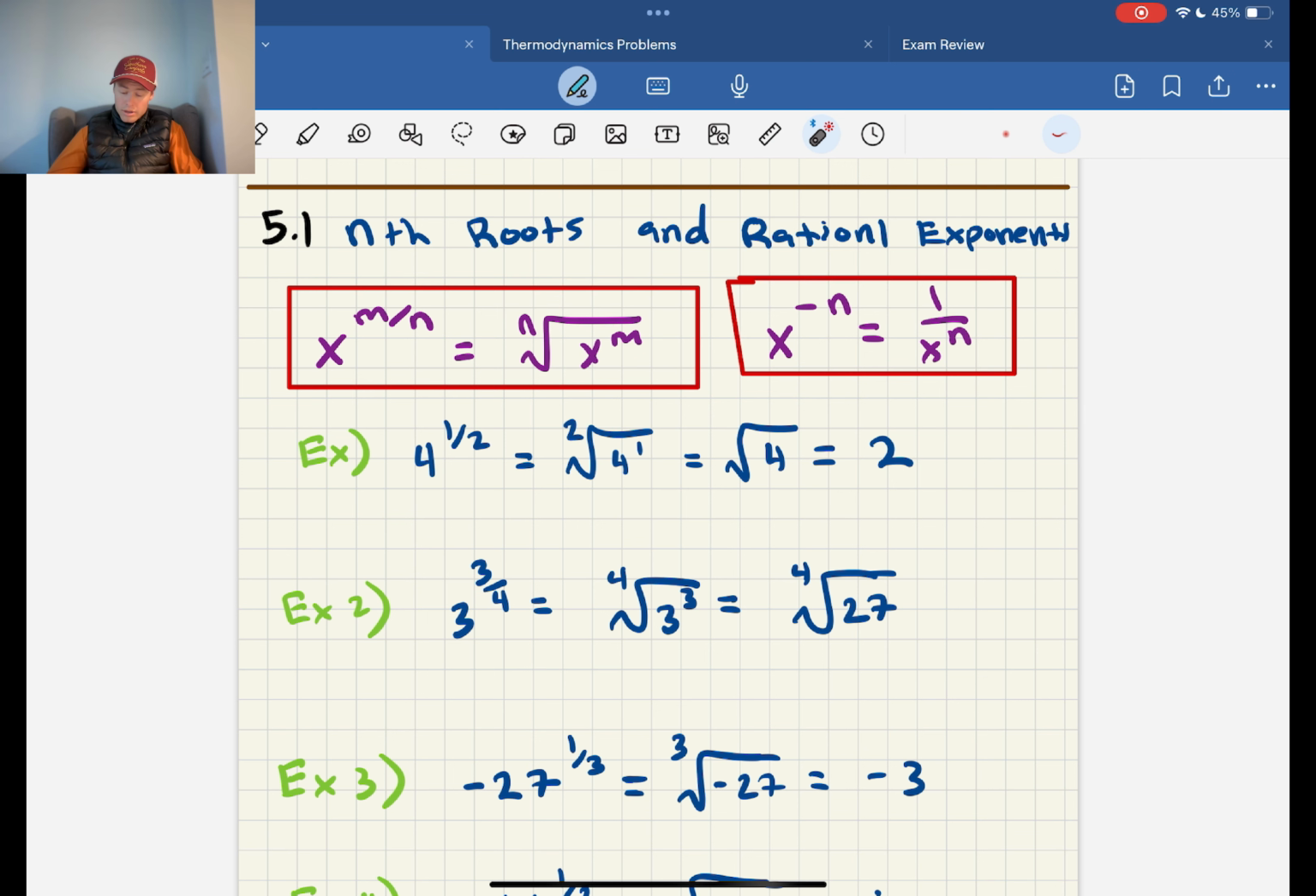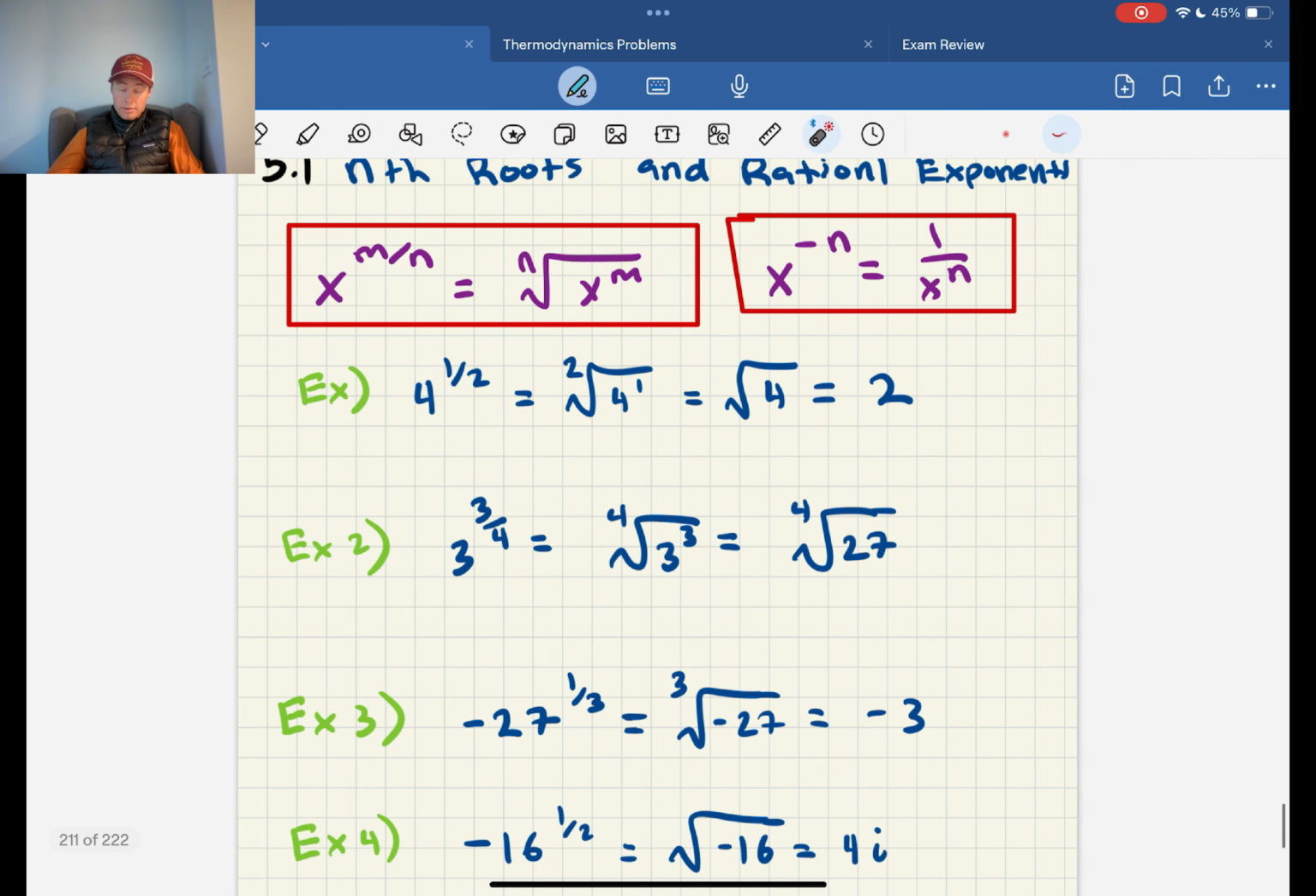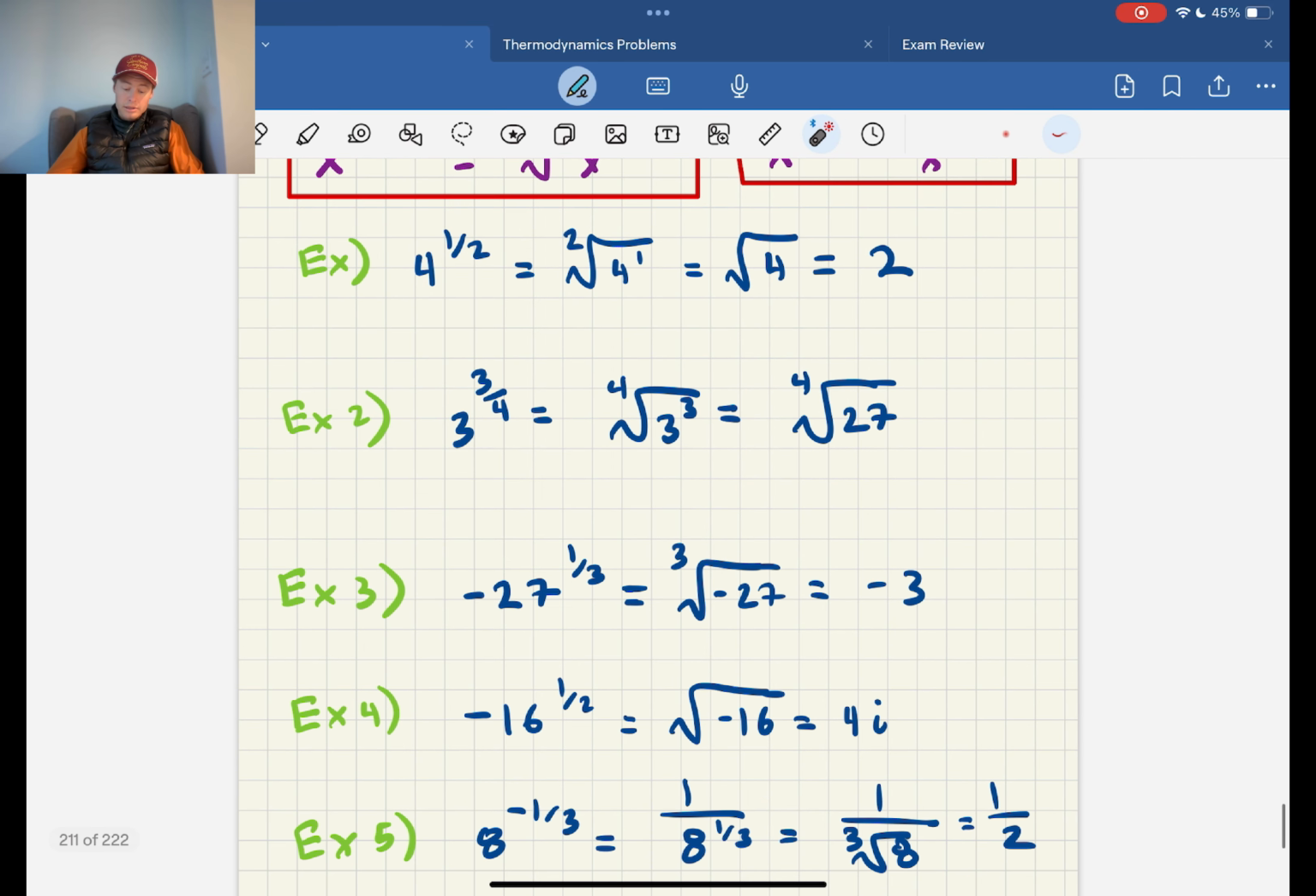The other one that's important is that when you're raising to a negative exponent, that's really 1 over x to the positive exponent. Okay, so it doesn't make it a negative number, it just causes you to take the reciprocal of it. A couple examples here.